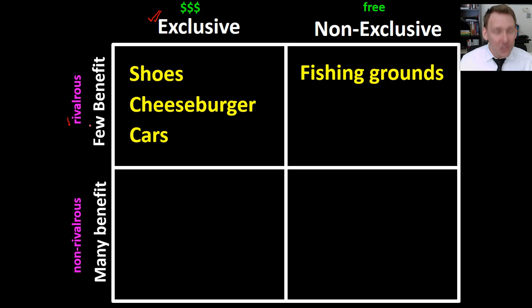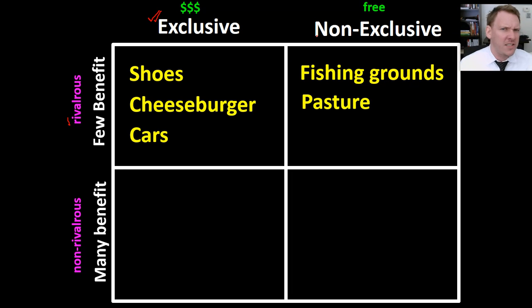We're all allowed to go fishing, but there's only so many fish. So there is a rivalry. There is a rivalrous relationship because it's only going to benefit few. We can all go fishing, but only so many of us are going to get a fish. A pasture is another example of this.